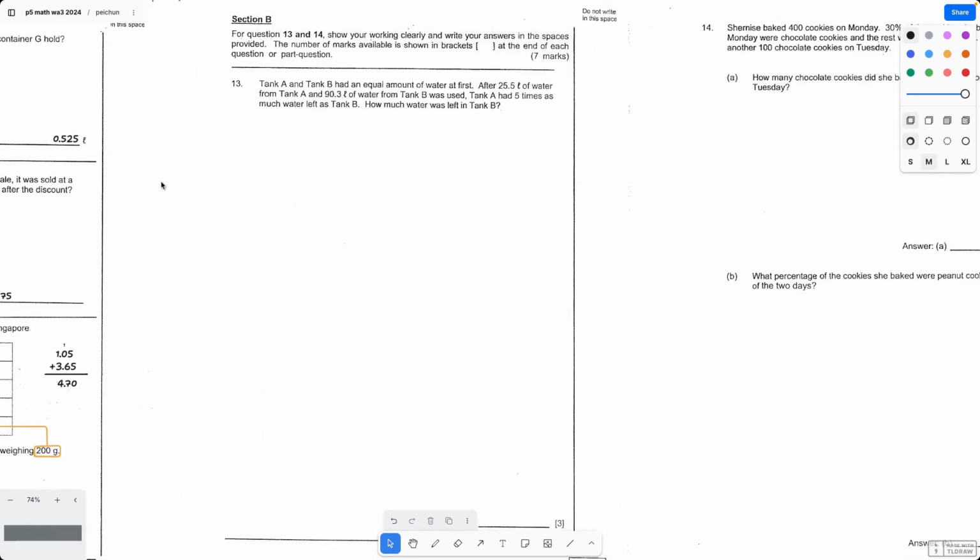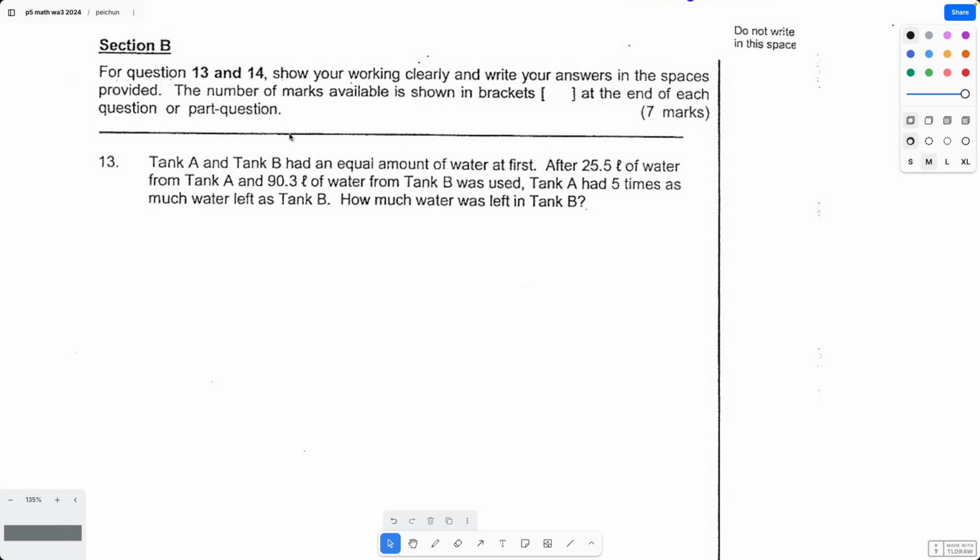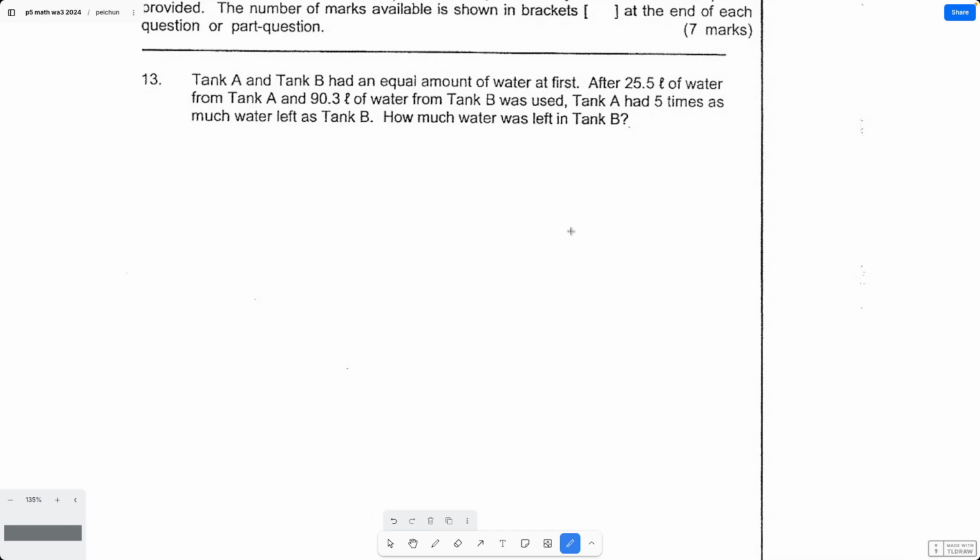Let's move on to the next question. Question 13 says here, tank A and tank B had an equal amount of water at first. After 25.5 liters of water from tank A and 90.3 liters of water from tank B was used, tank A had 5 times as much water left as tank B. How much water was left in tank B? That's what you see over here.